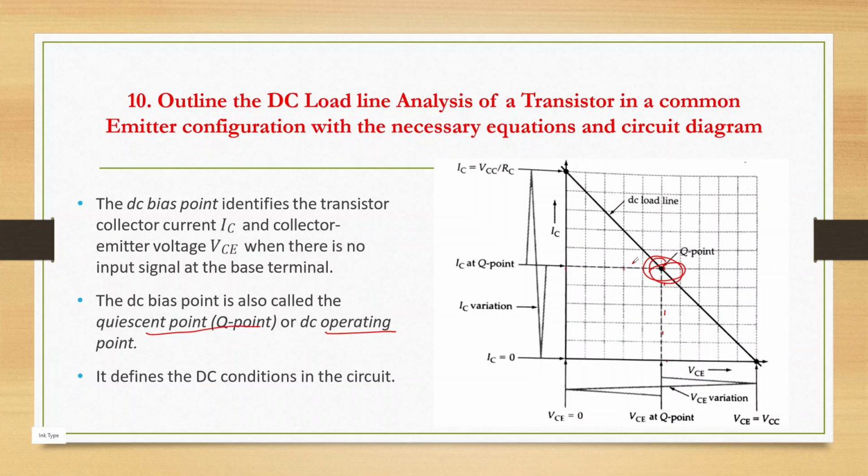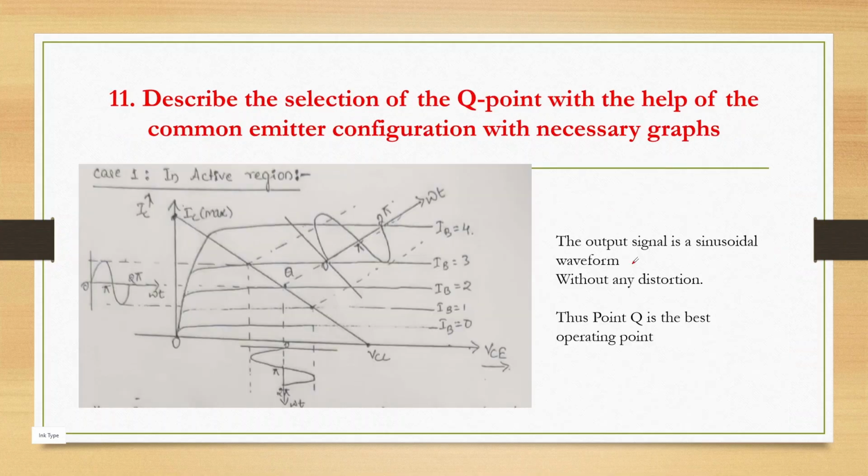So how are we going to choose this Q point? We might get the next question: describe the selection of the Q point with the help of the common emitter configuration and necessary graphs. Here we will be writing with respect to three different graphs: in the active region, near the saturation region, and in the cutoff region, how we are going to choose the Q point.